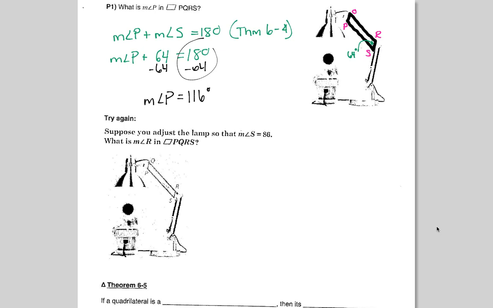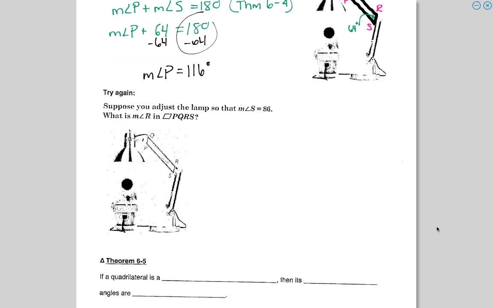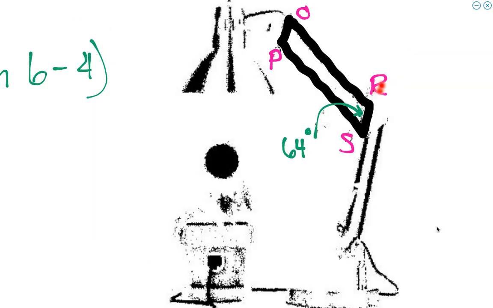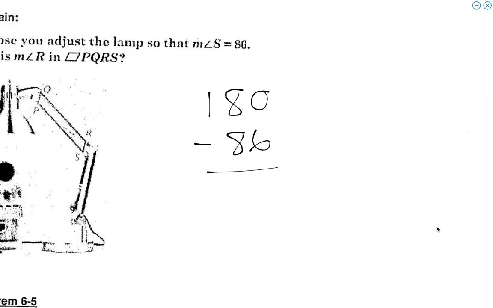Suppose you adjust the lamp so that S is 86 degrees. So again, that's just going to be 180 take away 86, because where is R located? Let's actually go back up here. R is also consecutive to S. So S and R should also be 180. So 94 degrees.